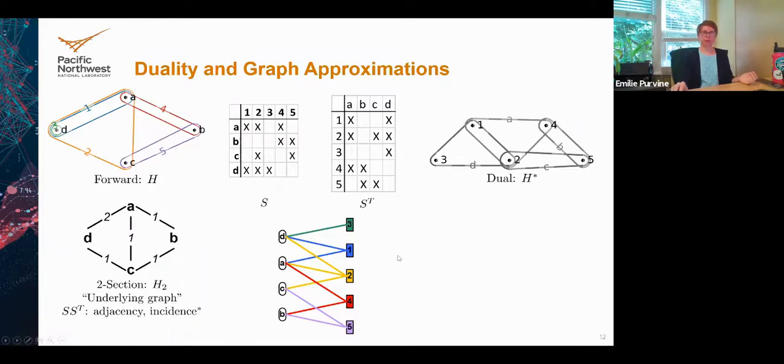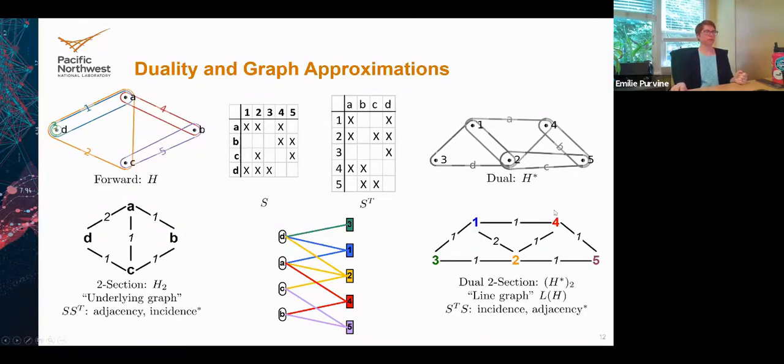We can also approximate hypergraphs with graphs by just taking what's called the 2-section or skeleton of the hypergraph. So every pair of nodes that's in a hyperedge gets an edge. So we squash things down into just this one-dimensional graph structure. And of course, the dual has a 2-section as well. I won't get into this, but if you know the concept of a line graph, the 2-section of the dual is identical to the line graph of the original.